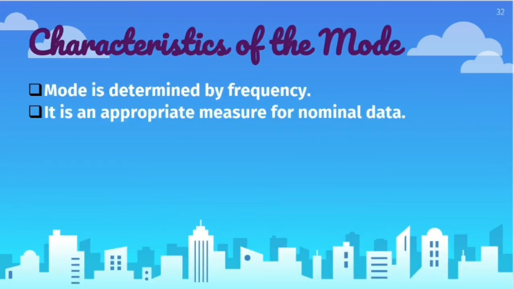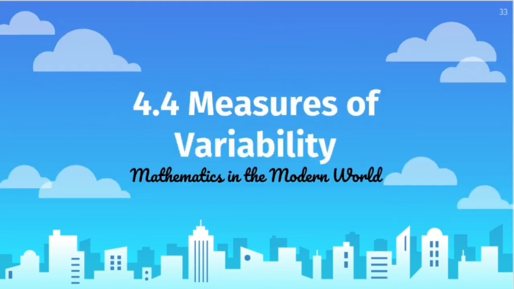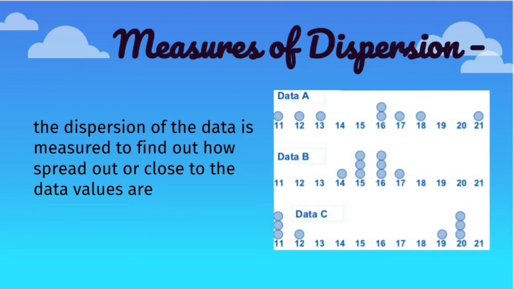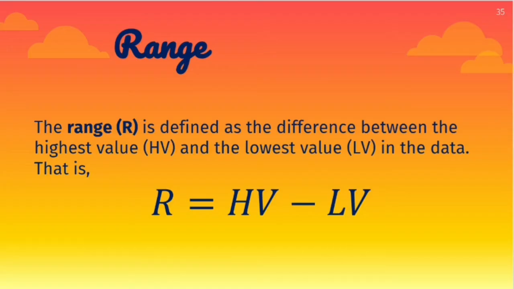Characteristics of the mode: mode is determined by frequency. It is an appropriate measure for nominal data. Measures of variability, also known as measures of dispersion, are used to find out how spread out or close the data values are. First, we have the range.